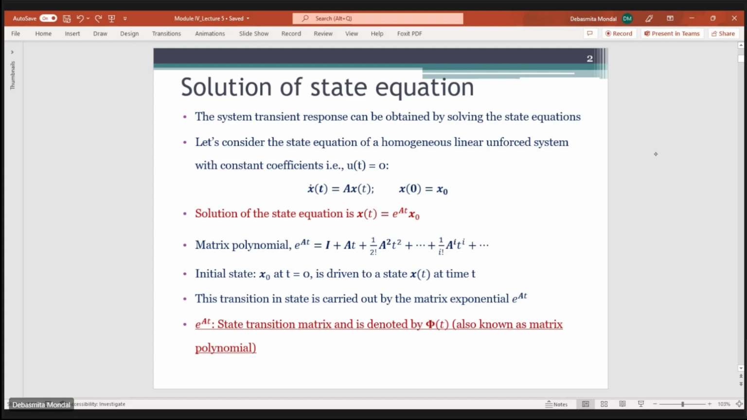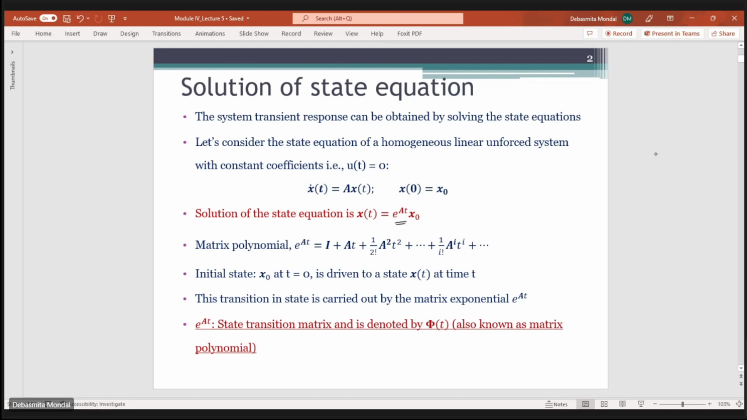Okay, so now this term, e to the power At, is basically known as the matrix polynomial, or it is also known as the state transition matrix. And this e to the power At can be expanded in a form like this: e to the power At equals an identity matrix I plus A multiplied by t, then 1 by 2 factorial A square t square, and so on and so forth.